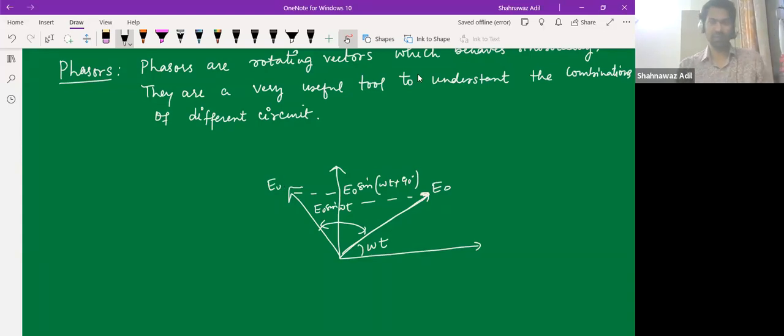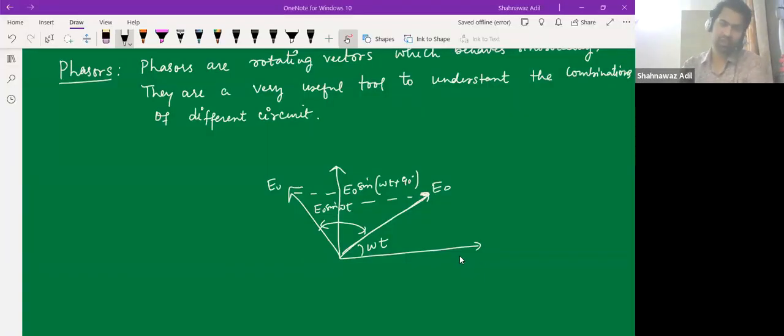Initially my vector was this, the rotating vector, and I rotated this vector by 90. So now it has come to this point. The length is the same, so this length is E naught, and I have rotated this vector by 90. So now my instantaneous voltage will change, right? That is why these phasors are very useful. So did you understand the phasor part?